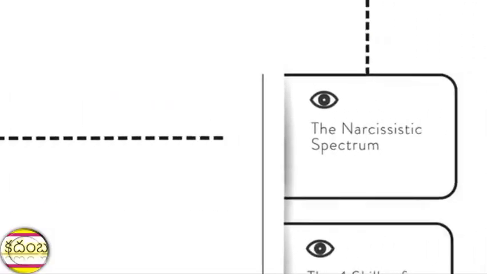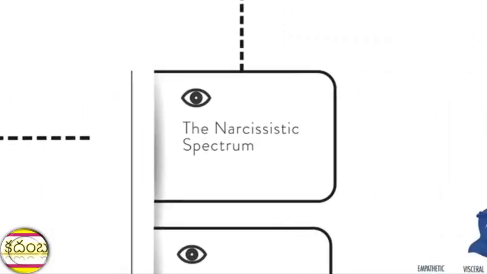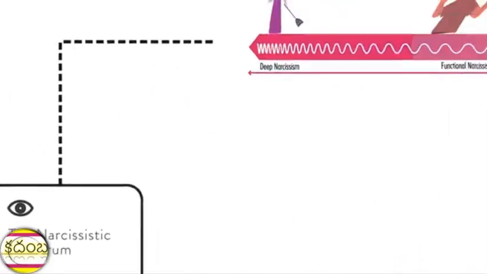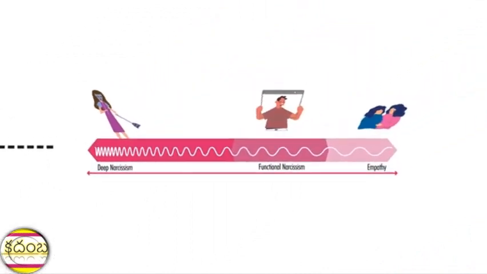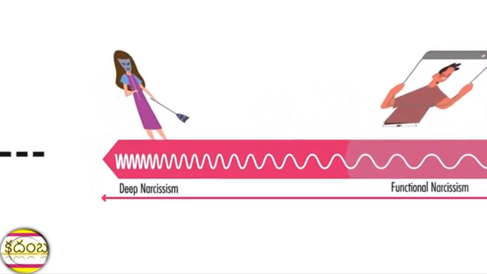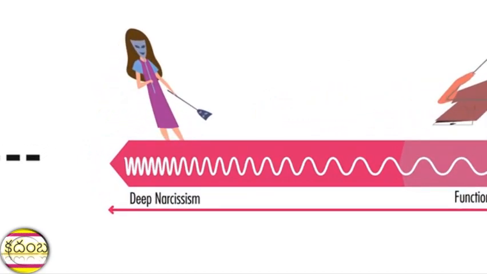So where do you fall on the narcissistic spectrum? If you are anywhere below, let's say the middle of the spectrum, you fall into the category of deep narcissism. You are self-righteous, reactive, rageful, and seek vengeance. These are the only ways you know how to mask your insecurities.